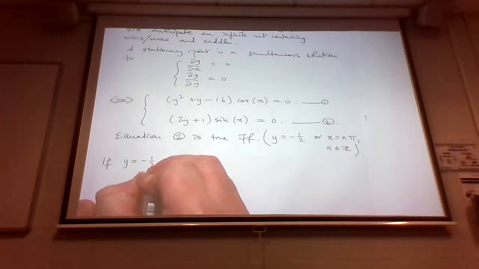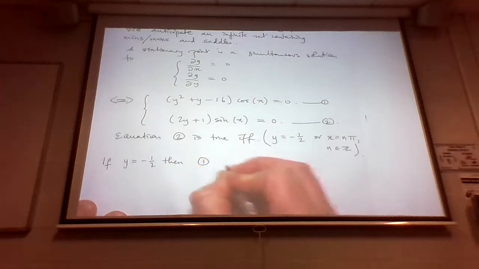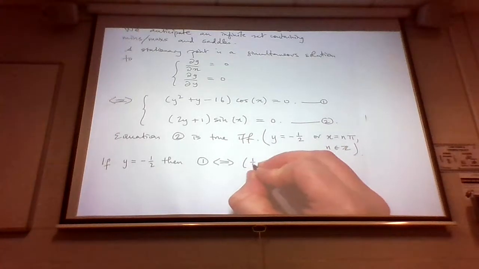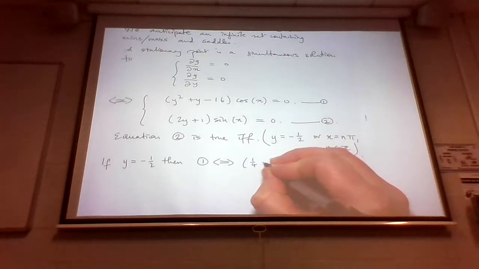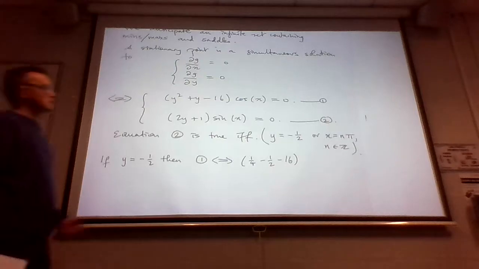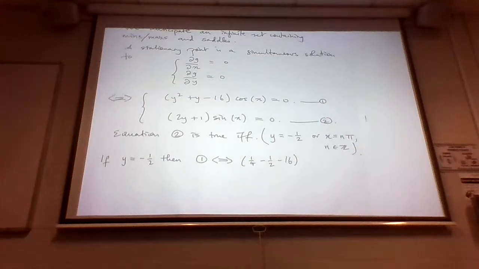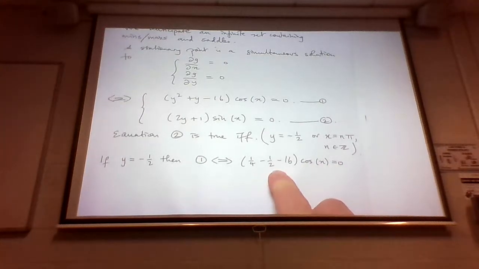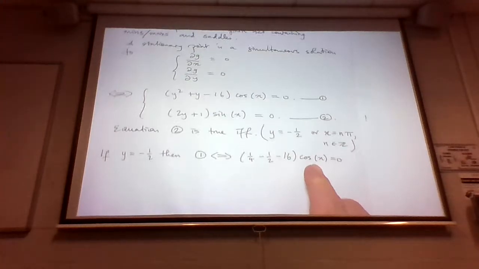If y is minus a half, then equation 1 is equivalent to, well, what happens when you put minus a half in there? You just get some value. What do you get? You get a quarter plus minus a half, minus 16. I'm not particularly interested in that value. I just need to be sure that that's non-zero. Okay, so it's some non-zero number multiplied by cosine of x. Yeah?